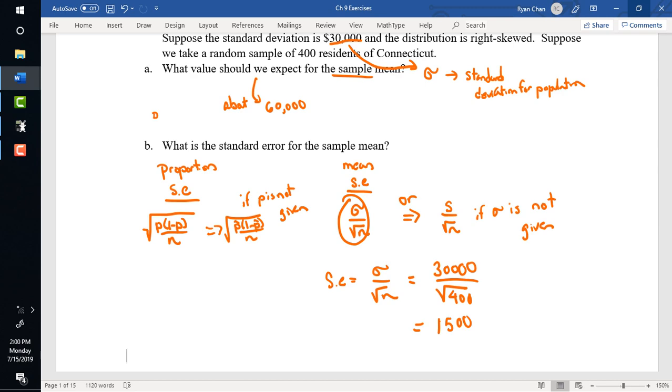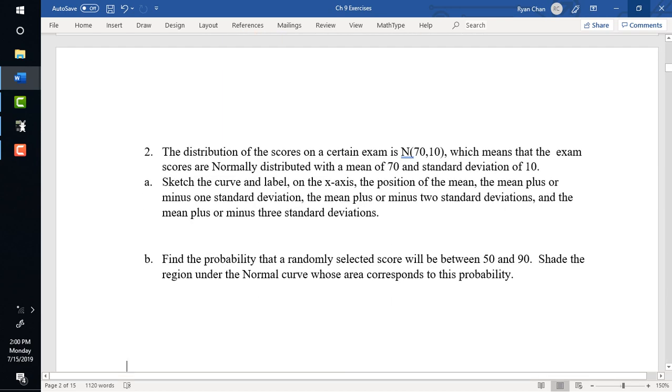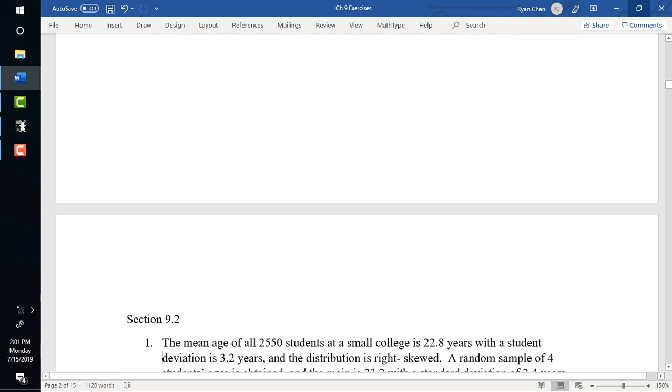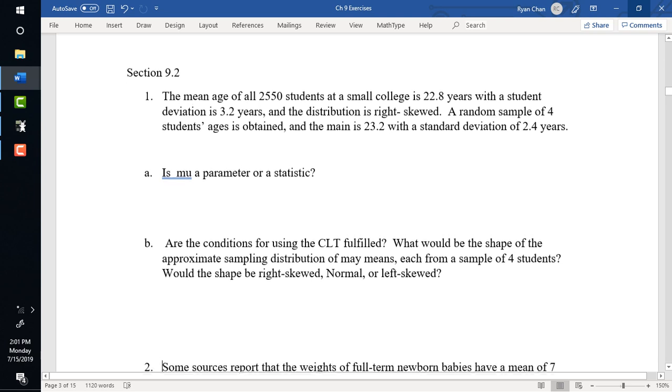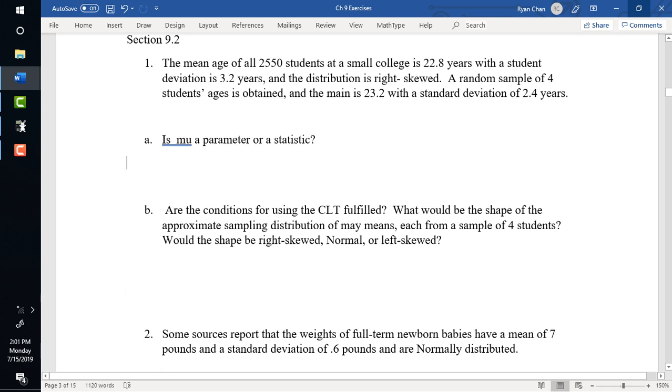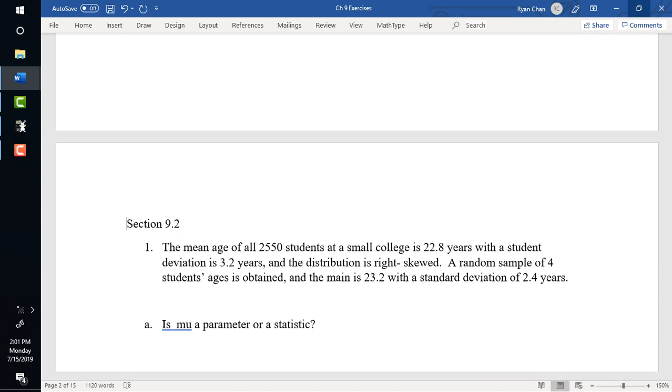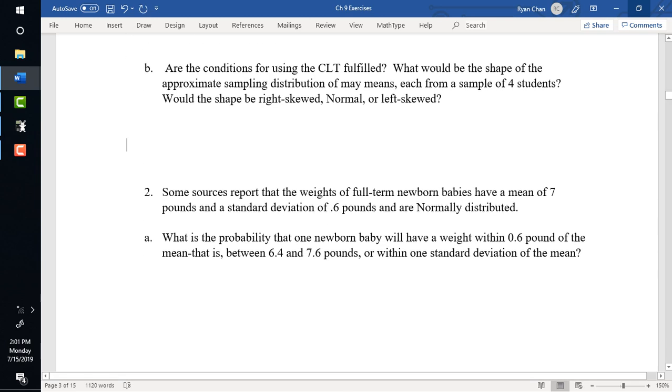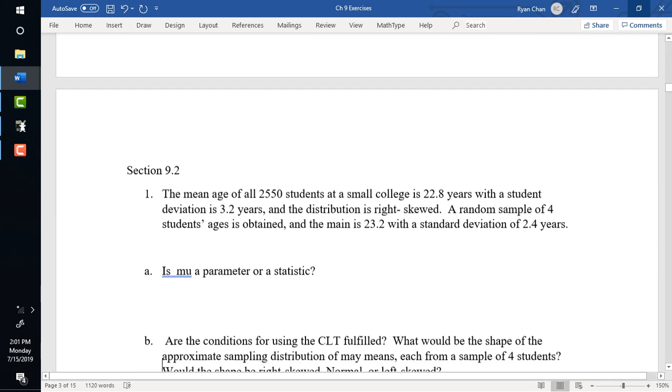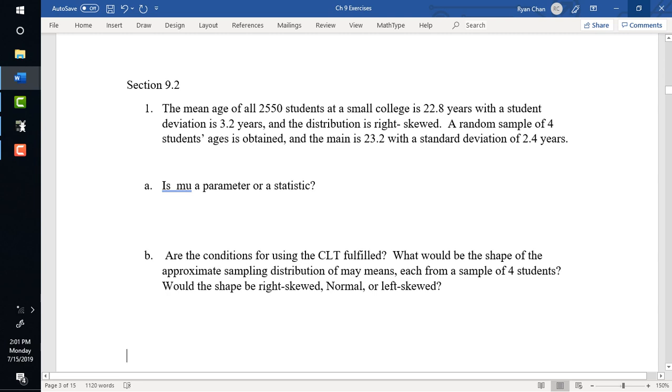So let's talk about a couple other things. I'm going to talk about section 9.2 right here. Let's remember, when we say mu, we're talking about this. One of the things is you want to understand all the different types of letters.